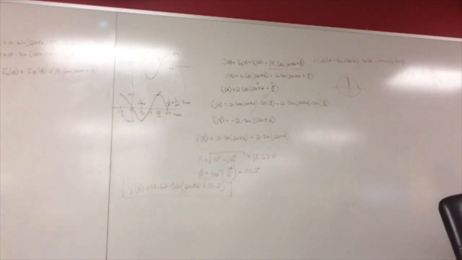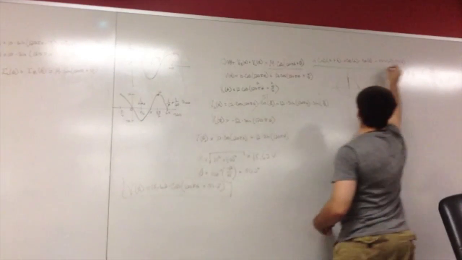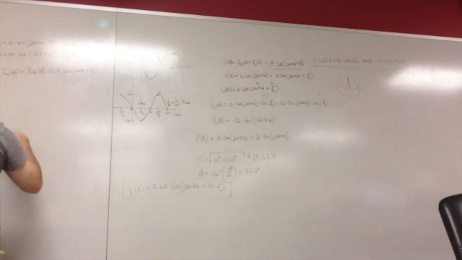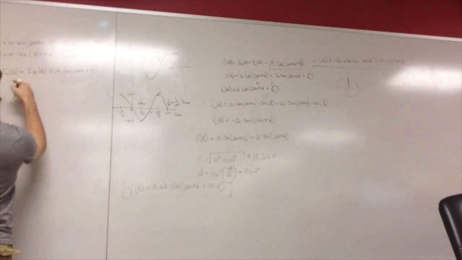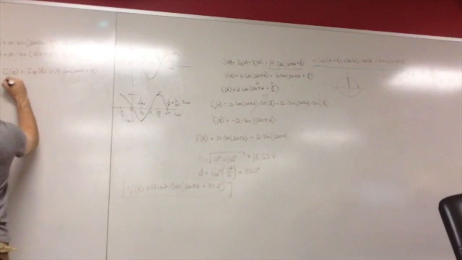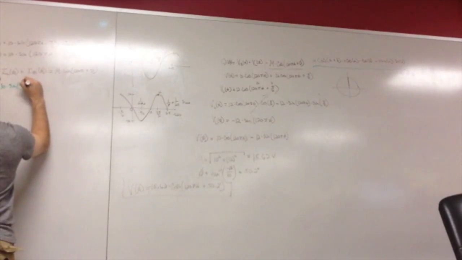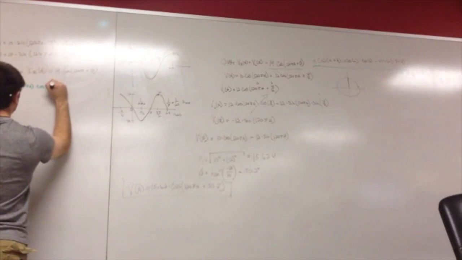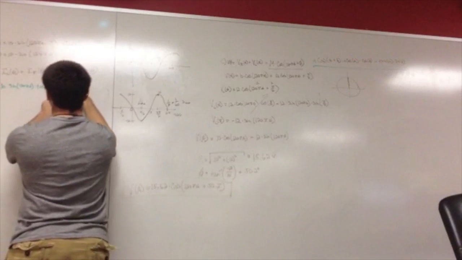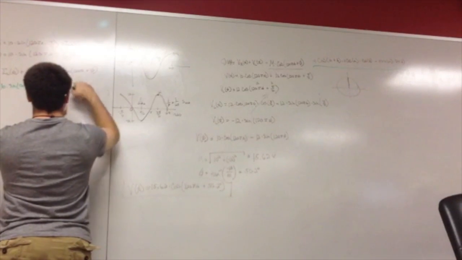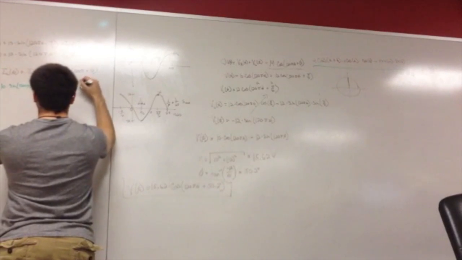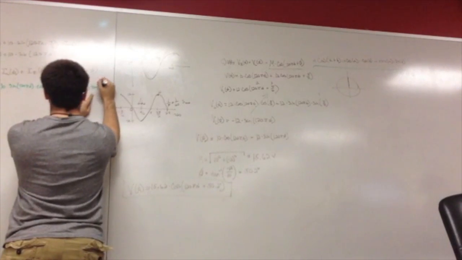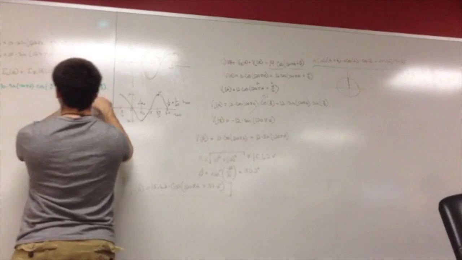This is a trig identity you're going to want to know, and this is a trig identity you're going to want to know. So write those two down. So by applying this trig identity, we have I of L equals 10 times the sine of 120 pi t times cosine of negative pi over 2 plus 10 times the cosine of 120 pi t times the sine of negative pi over 2.